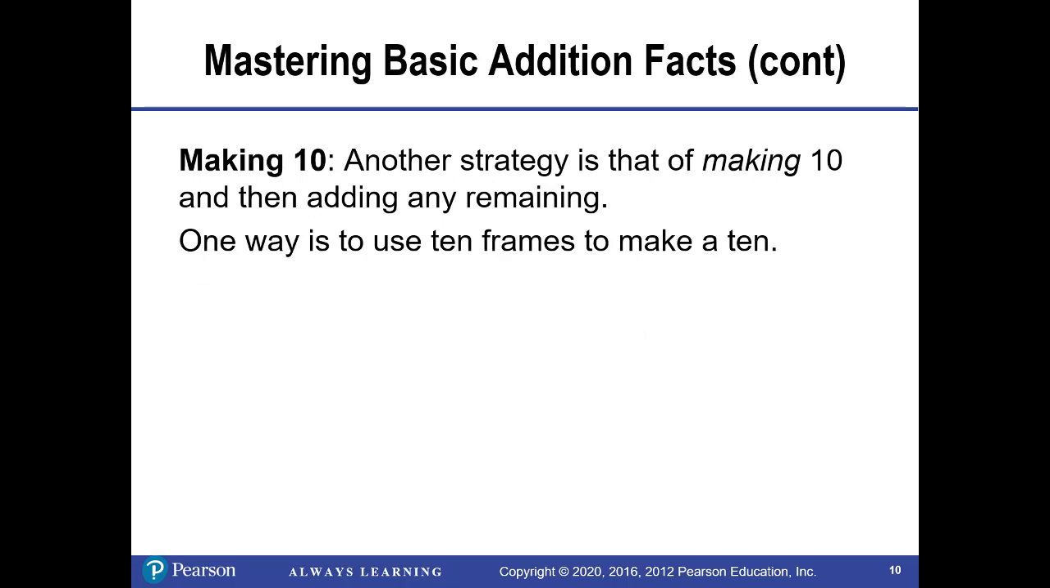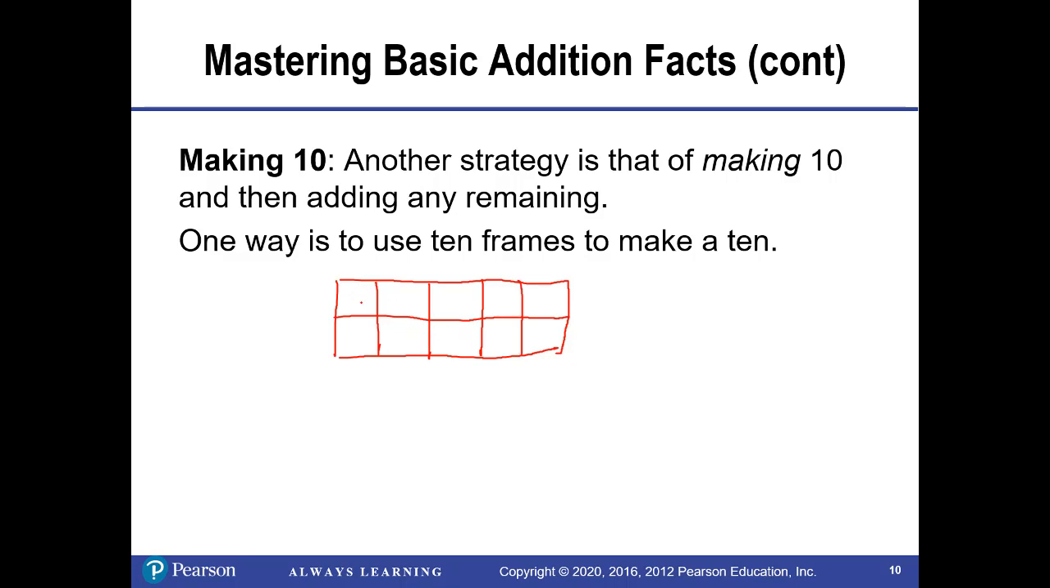And then another strategy is called making 10 and then adding any that are left over. So you might make 10 when you add 8 plus 6. So you use a 10 frame to make a 10, and you can Google 10 frames. There's probably a picture of them in your book. But a 10 frame is just what it sounds like. It's a frame with 10 spaces in it, a little bit like an array.